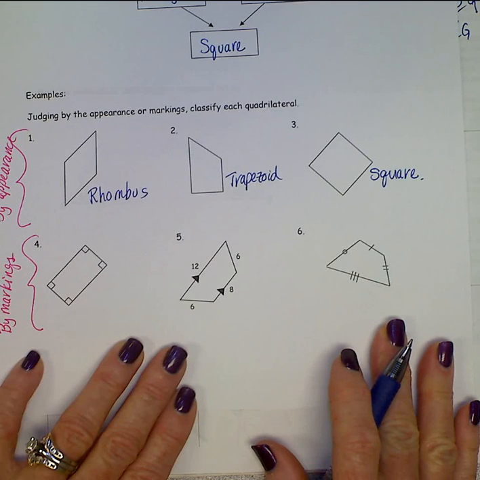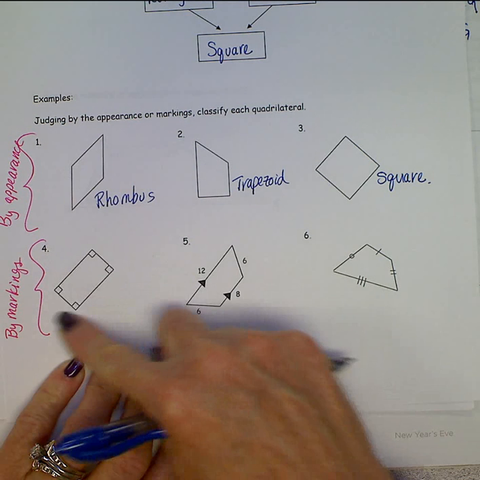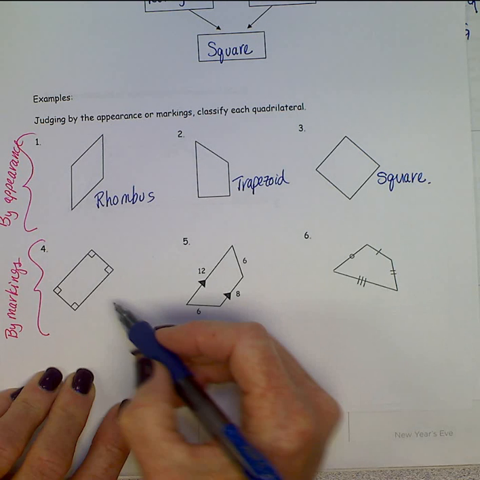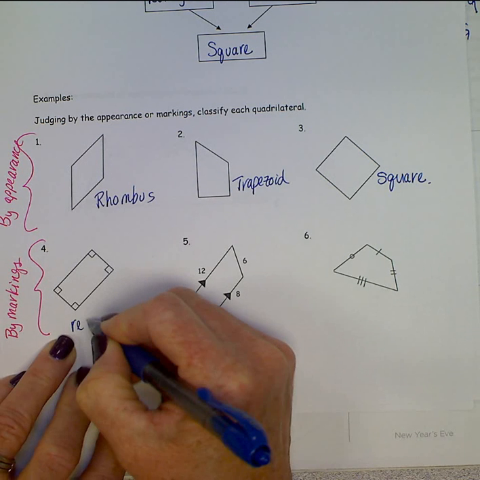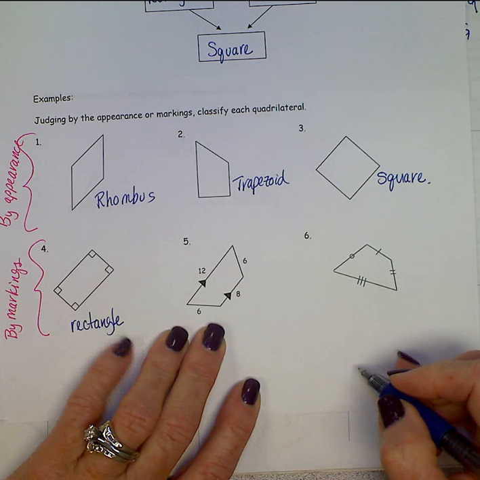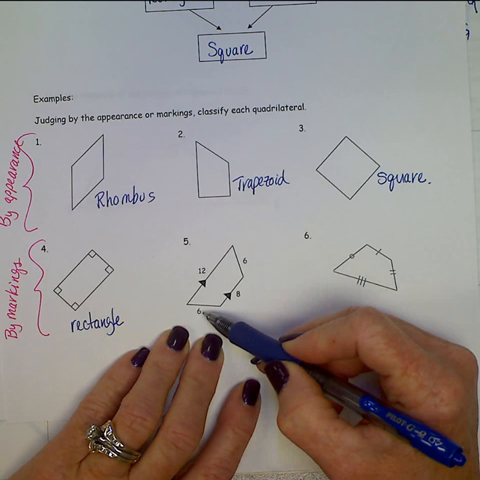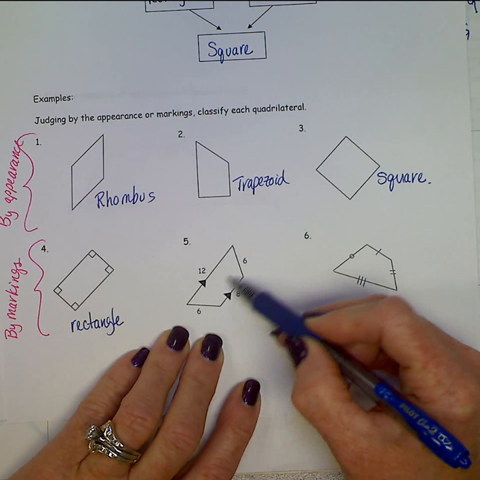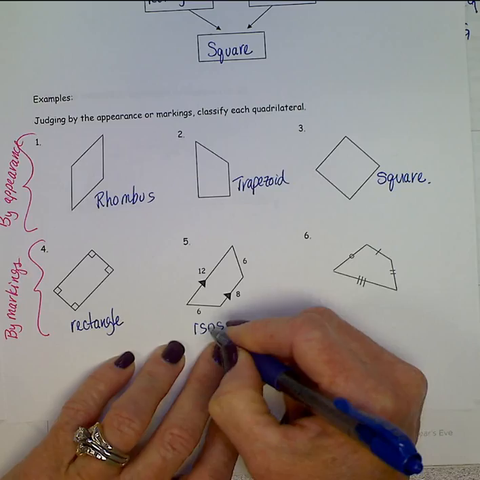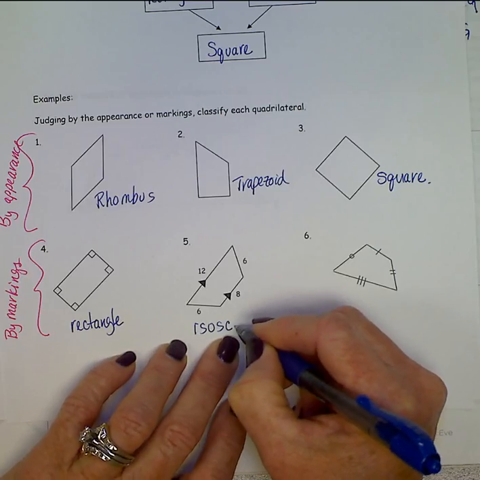All right, these guys down here, we have to look at the markings. Got four right angles. Your choices are rectangle or square, but since the sides are not marked, it is purely a rectangle. How about this one? One pair of opposite sides parallel. The non-parallel sides are congruent. Isosceles trapezoid. I-S-O-S-C-E-L-E-S.